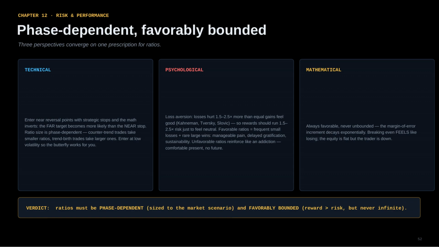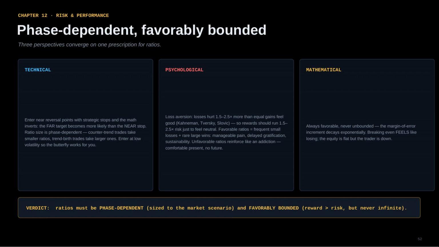Psychologically, loss aversion means losses hurt 1.5 to 2.5 times more than equivalent gains feel good. So rewards should run 1.5 to 2.5 times risk, just to feel neutral. Favorable ratios trade a manageable present discomfort for a sustainable future. Unfavorable ratios reinforce like an addiction, comfortable present, no future. Mathematically, always favorable, never unbounded. Put together, phase-dependent, favorably bounded.